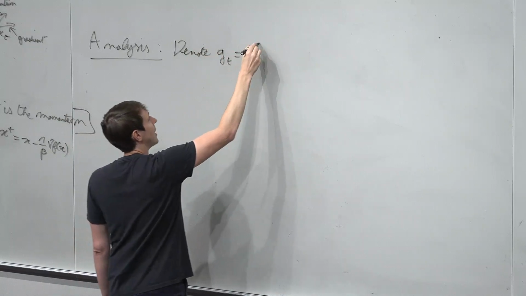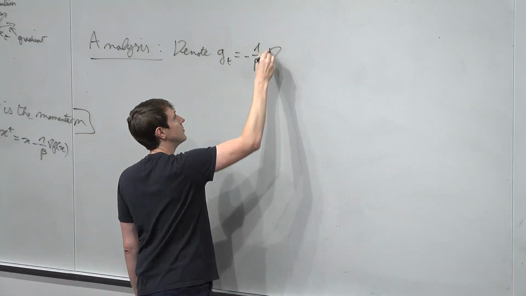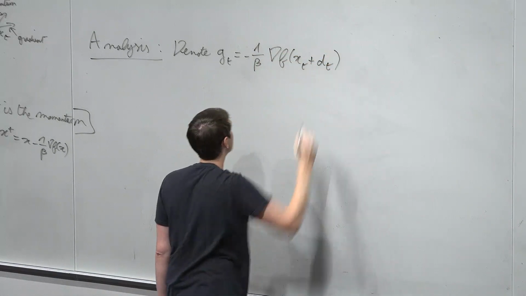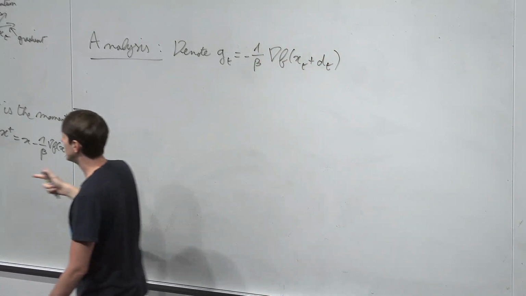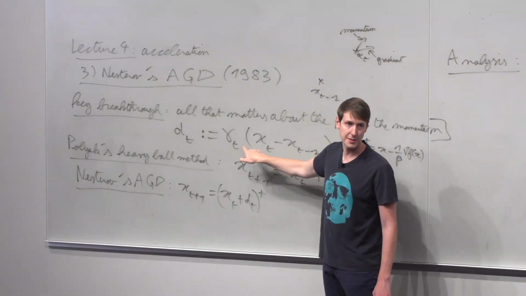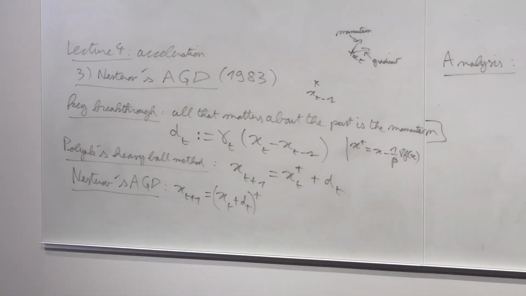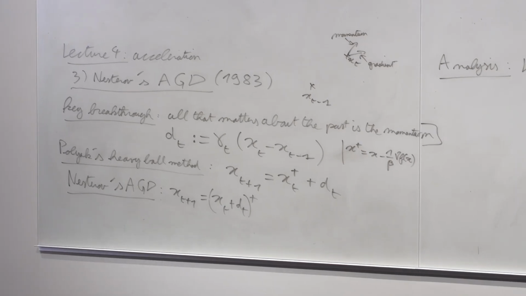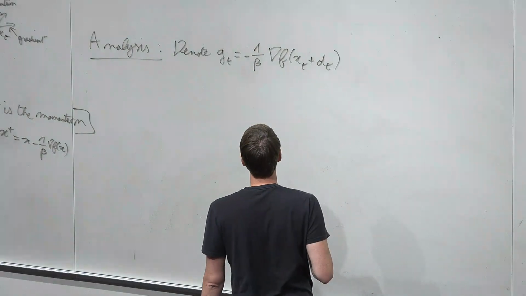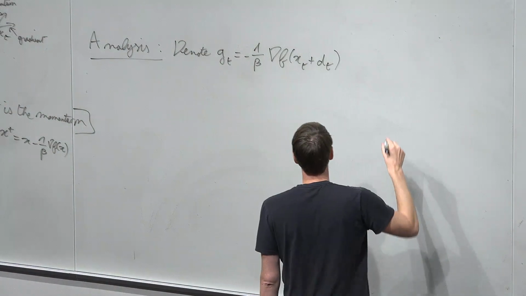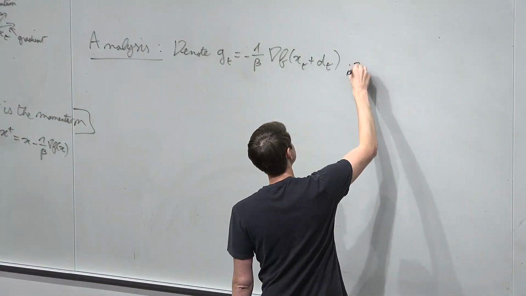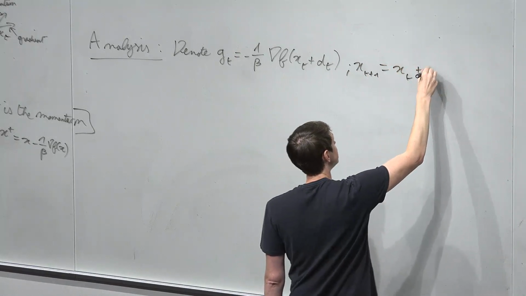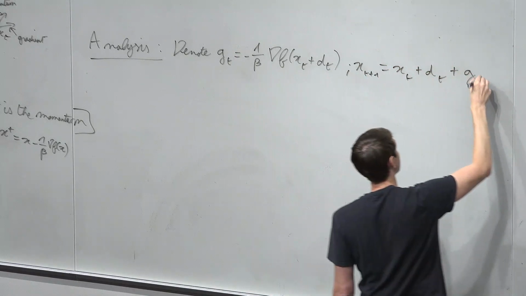g_t is minus 1 over beta, the gradient of f at x_t plus d_t. By the way, I still need to clarify what is gamma_t. I didn't make this precise yet, just like the lambda_t sequence, which I didn't make clear. So denote g_t to be minus 1 over beta grad f of x_t. So x_{t+1} is nothing but x_t plus d_t plus g_t.